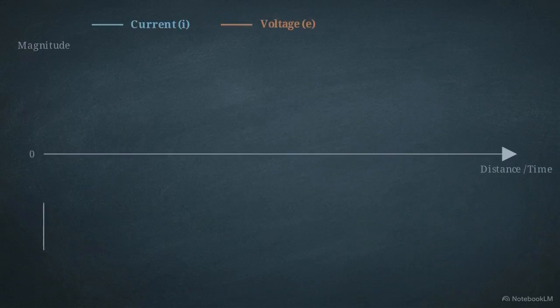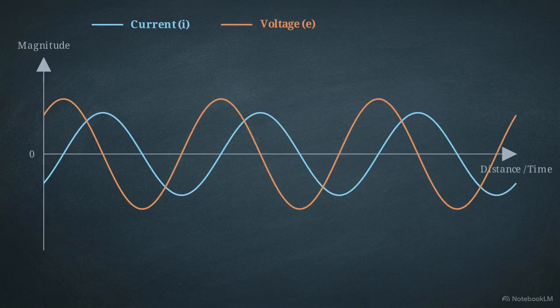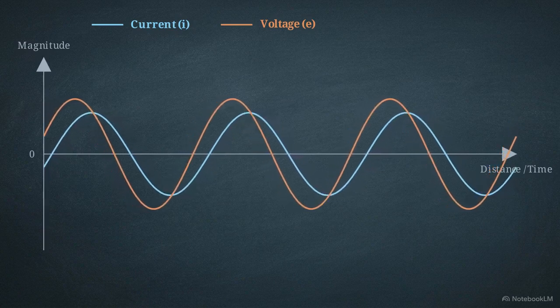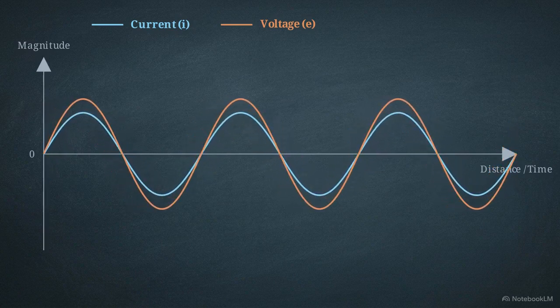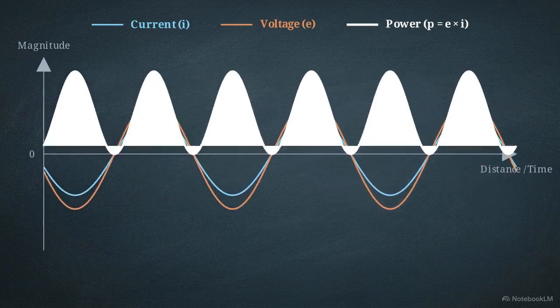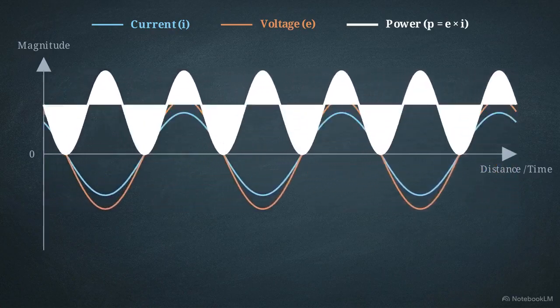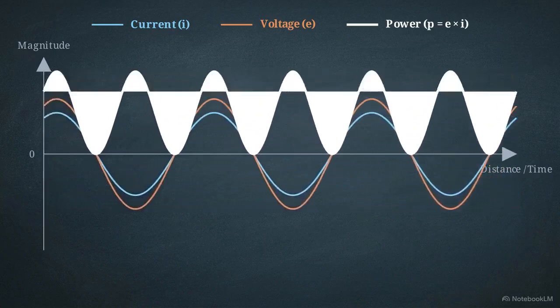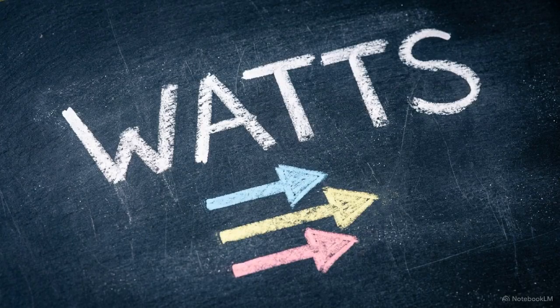Shift focus to the traveling wave. Here, current and voltage align, so their peaks and zero crossings are perfectly in phase. Multiplying them forces the resulting power wave entirely above the zero line, guaranteeing a steady, continuous flow of effective power in one direction. This in-phase alignment is the transient equivalent of active, real power transfer.